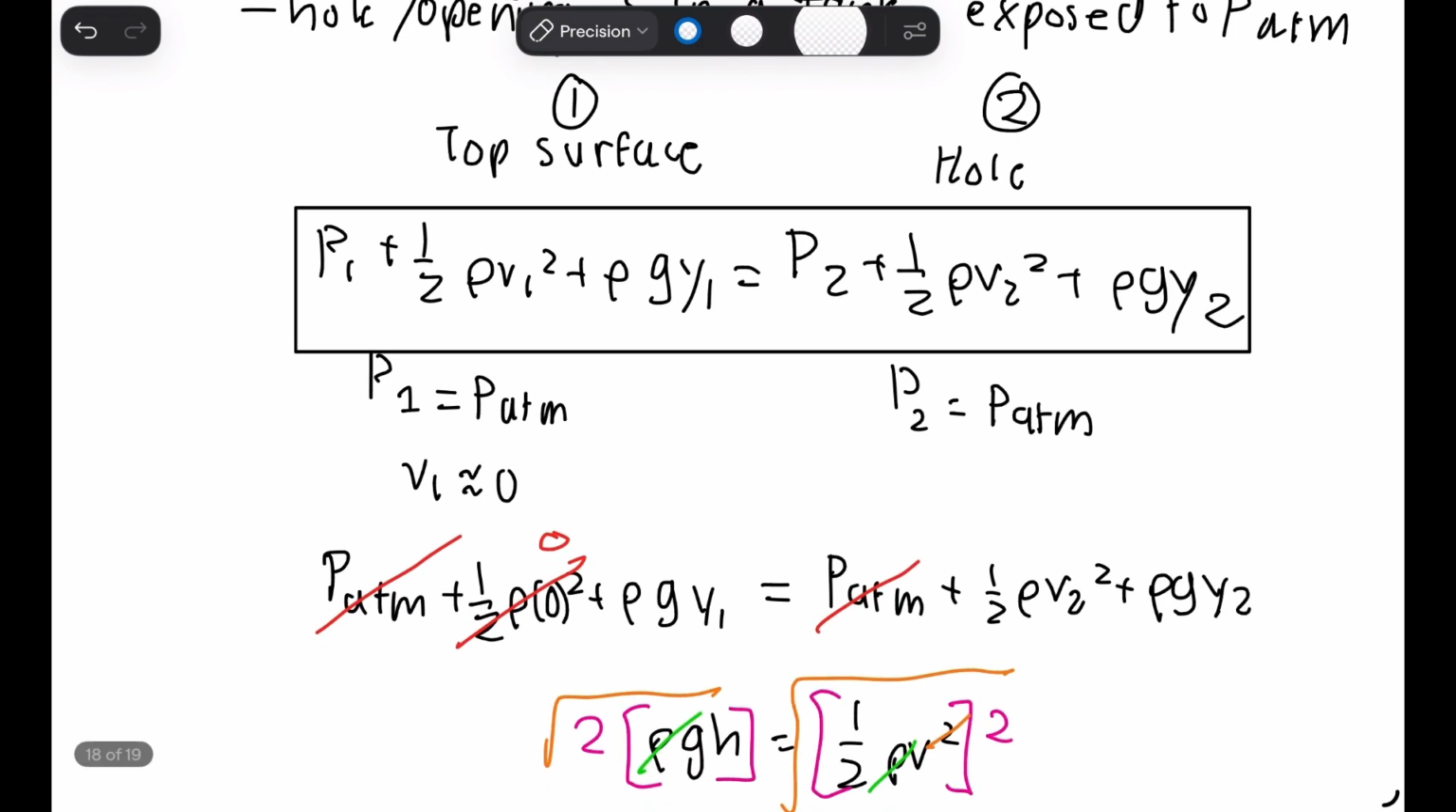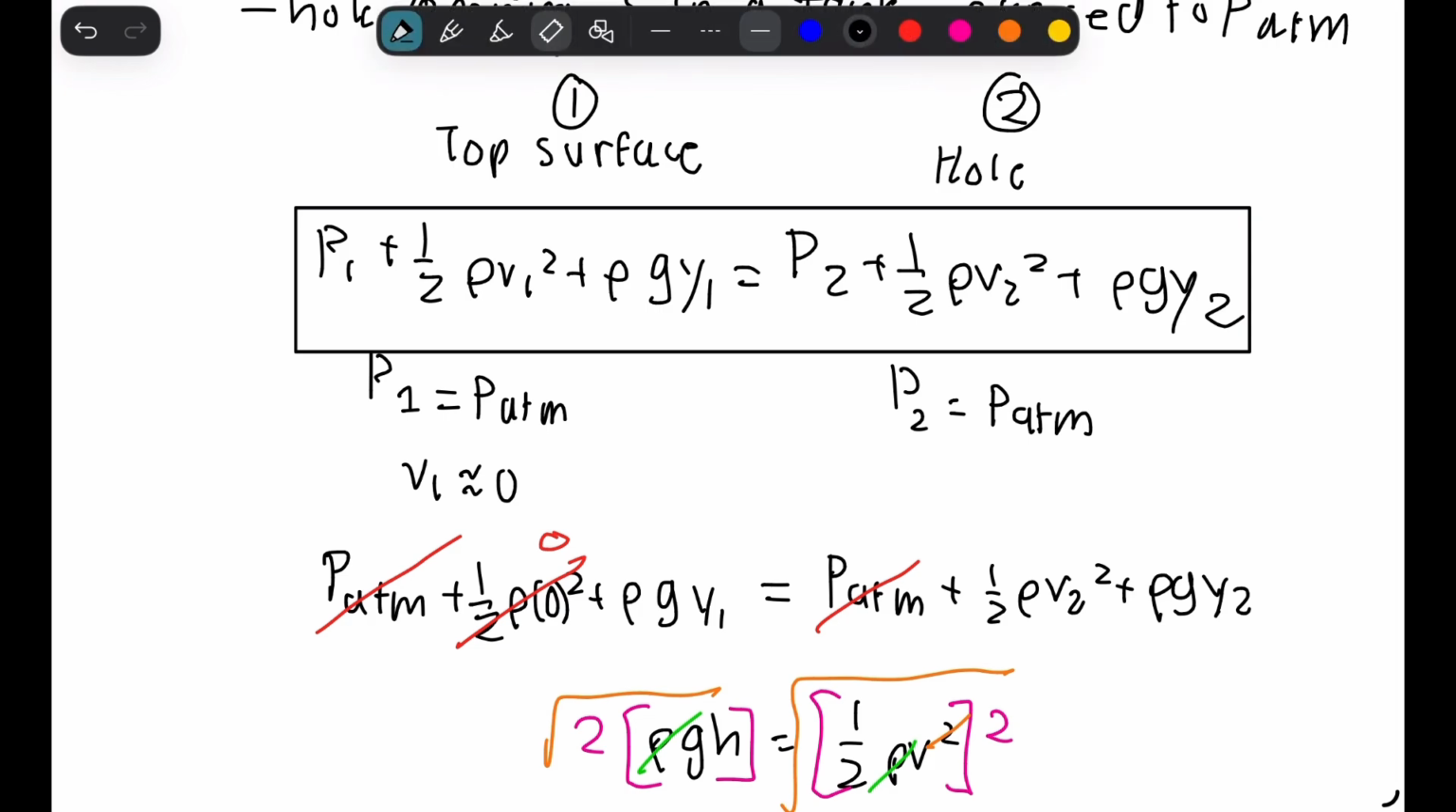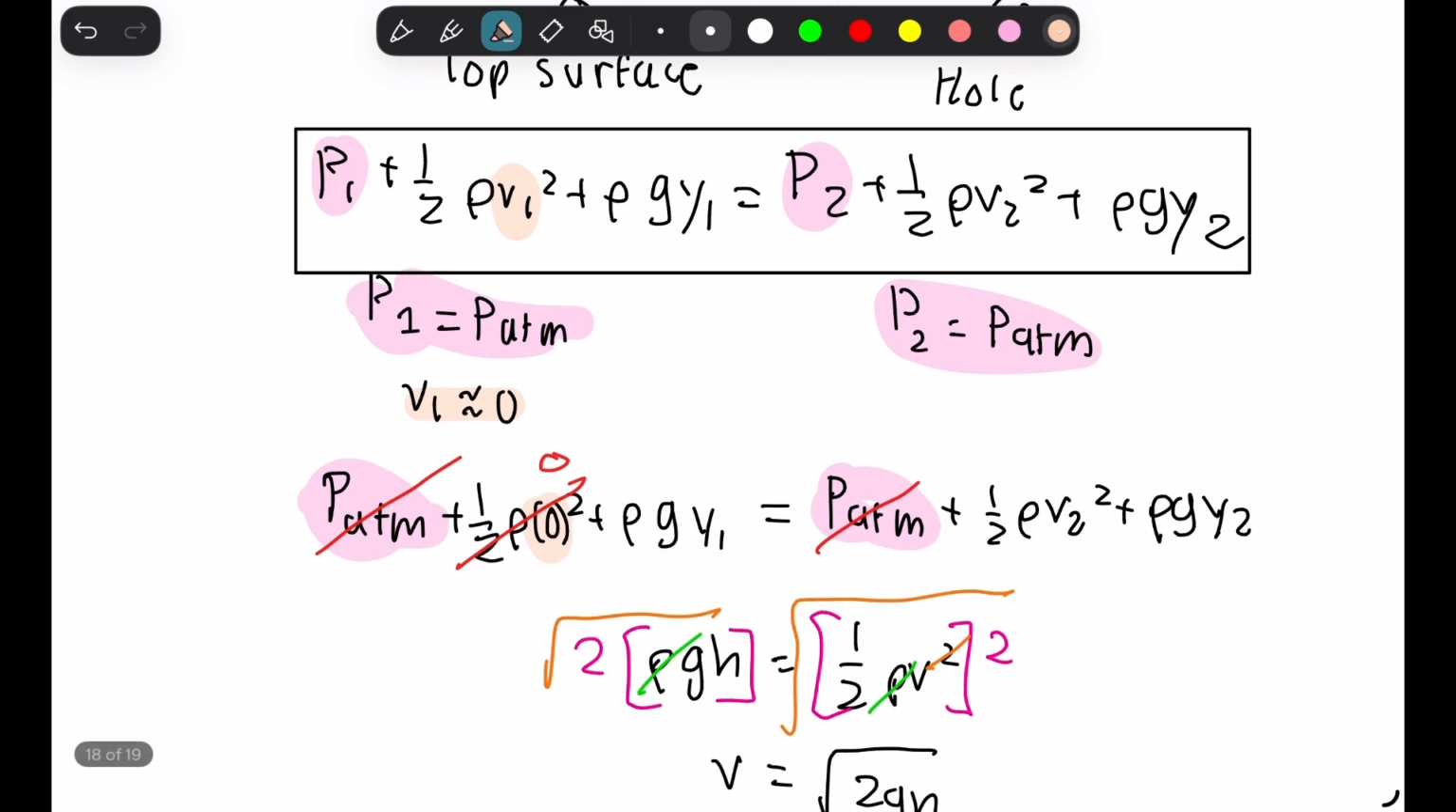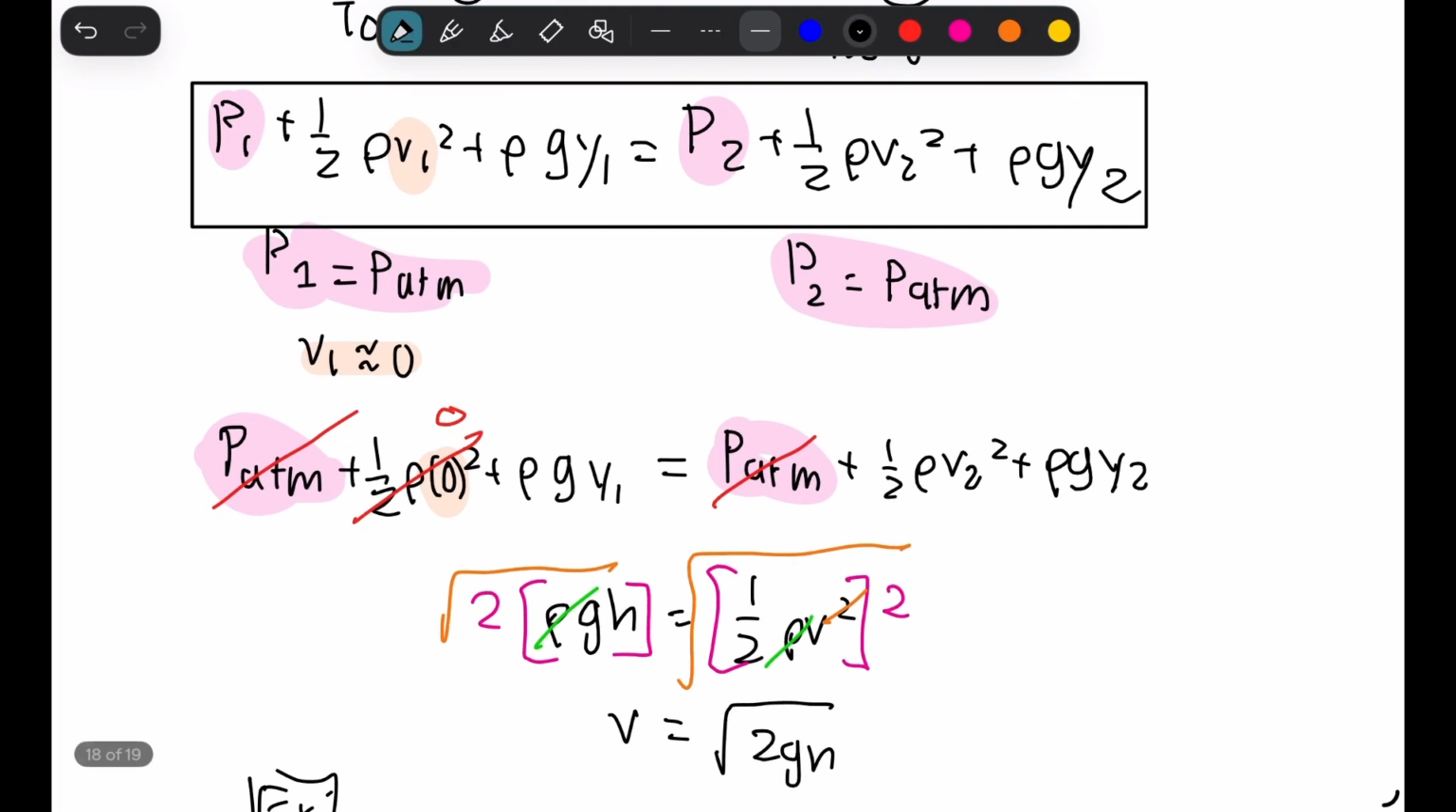And we were given that our v1 is approximately 0, which is the surface speed, the velocity at the top. So if we plug in that v1 is equal to 0 here, and pressure 1 here, pressure 2 here, that is how we are going to get these things to cancel out. So P atmospheric cancels out on both sides, and that 0 squared is going to make that cancel out. So we're left with rho g y1 is equal to 1/2 rho v2 squared plus rho g y2.